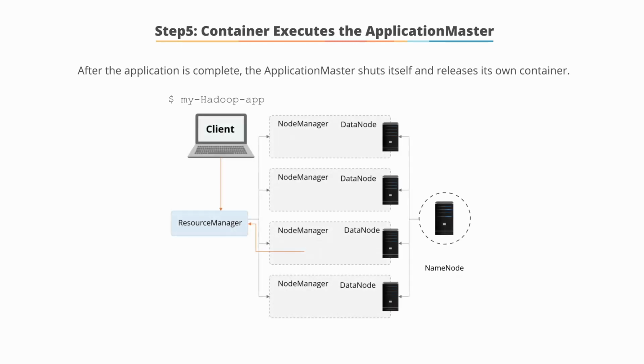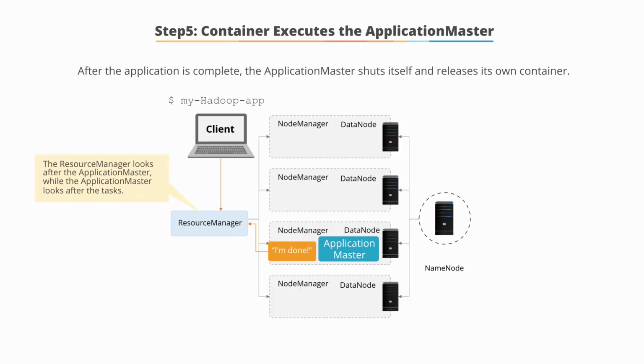In Step 5, the container executes the application master. After the application is complete, the application master shuts itself off and releases its own container. Though the resource manager does not monitor the tasks within an application, it does check the health of the application master. If the application master fails, it can be restarted by the resource manager in a new container. Thus, the resource manager looks after the application master, while the application master looks after the tasks.